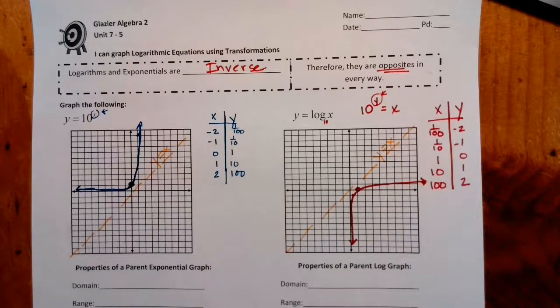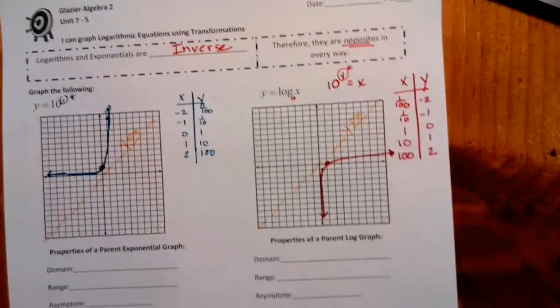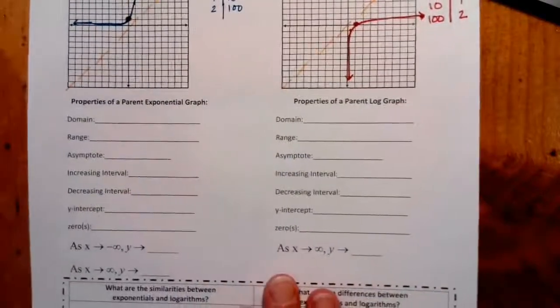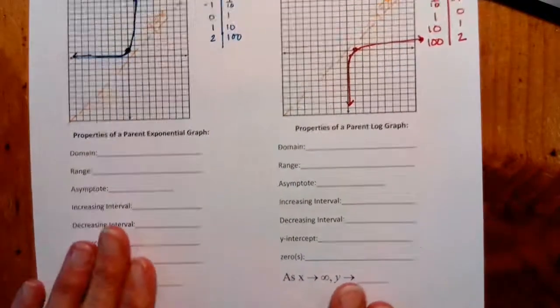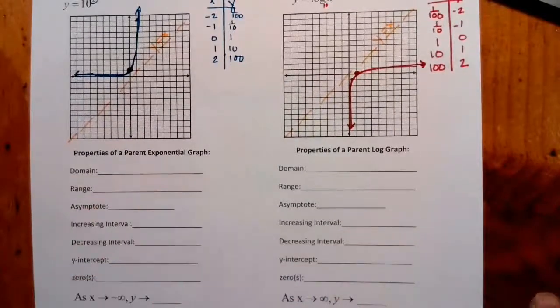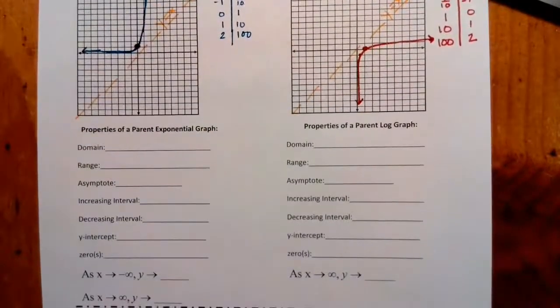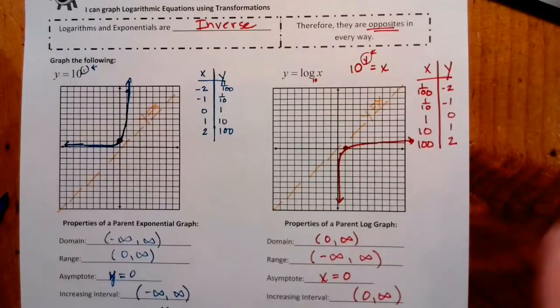Okay, let's start talking about some of their properties. So when I look at these properties of our parent exponent and log graph, go ahead and take a minute and fill them in and we'll come back and compare answers. Okay, so let's talk about these and see how you did. And in your mind, I really want you to think about how these two are opposites in every way.